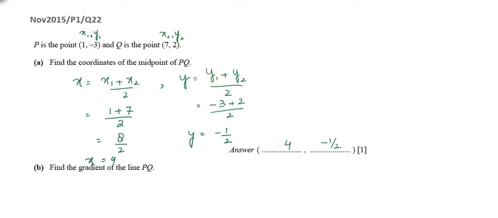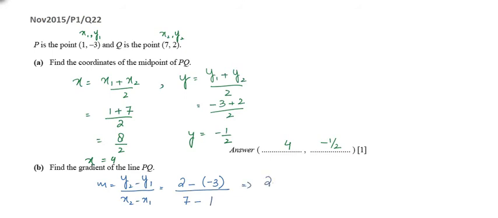Now in the second part they are saying find the gradient of the line PQ. So to find the gradient, we will use the formula of gradient. The formula of gradient is m is equal to (y2 minus y1) upon (x2 minus x1). Here, as we have supposed that this is (x1, y1) and this is (x2, y2), now let's substitute the values. So y2 is 2 minus y1, whose value is minus 3. So we will keep it inside the bracket and open this bracket with this negative sign. Now it's x2 minus x1.